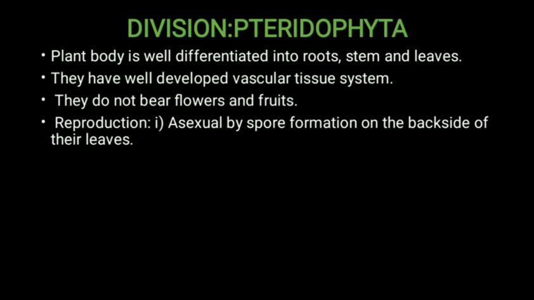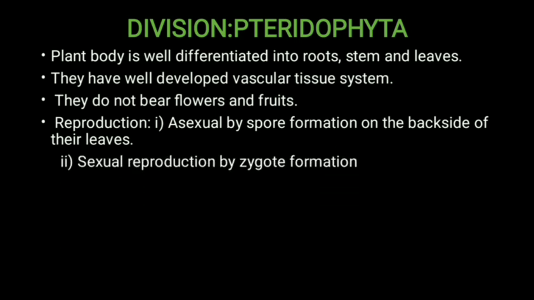Then reproduction is asexual, by spore formation, and the spores are formed on the back side of their leaf. Okay, children, you can see in this picture. I'll show you. And sexual reproduction is by zygote formation. Examples are fern and Equisetum.